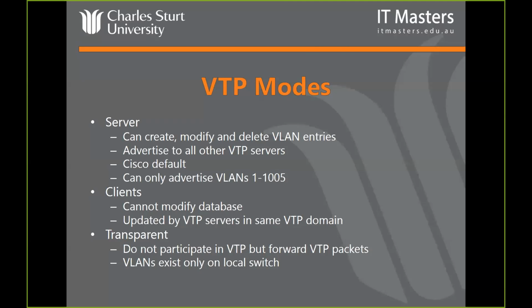Then we have transparent mode, which doesn't care about VTP. They don't even listen to VTP. They'll forward VTP packets, they don't care. So any VLANs that exist on that switch are local only to that switch. They're not related to any other switch in the network. Best practices now basically suggest that you just use switches in transparent mode and you manually go and configure your VLANs on each of the switches.